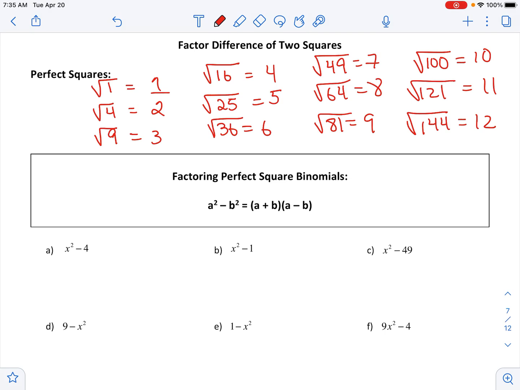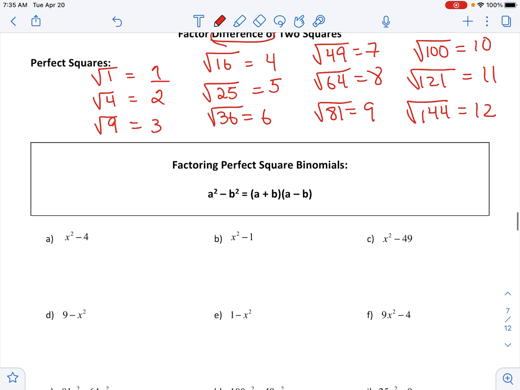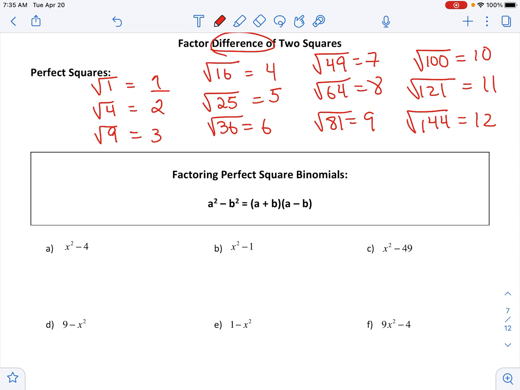Now, what you're going to see is what's the difference. This word difference means that you have a subtraction problem. So if you notice, all the problems on this page are subtraction problems. And you're going to see the difference of two things. Notice all these problems only have two terms, so you have two things being subtracted, and each term is going to be a perfect square.